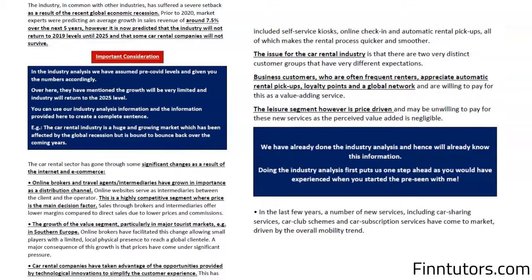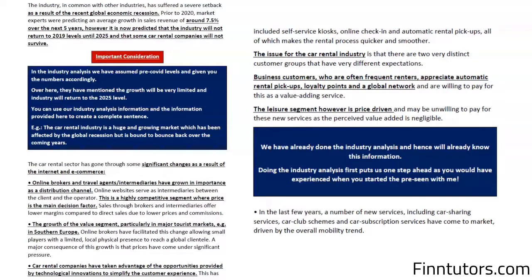The car rental companies have taken advantage of the opportunities provided by technological innovations to simplify the customer experience. This has included self-service kiosks, online check-in, automatic pickups; they're making it easier. The issue for the car rental industry is that there are two very distinct customer groups and they have very different expectations. For example, business customers are frequent renters and they like the loyalty point system, the global network, and the ease and quick service. The leisure segment is majorly focusing on price. We have already done this again in the industry analysis.